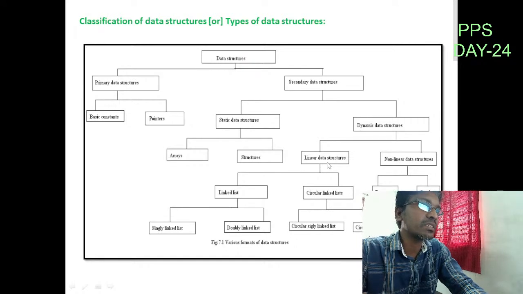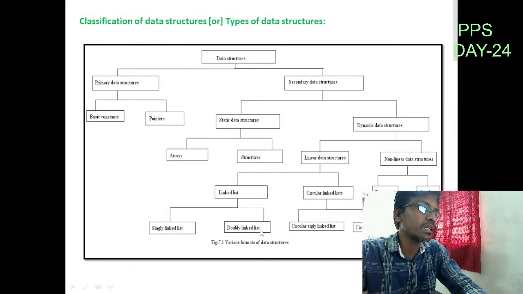The linear data structures include linked lists, stacks, and queues. All of these come under linear data structures. And the linked list has different types: it may be a single linked list, a double linked list, or a circular linked list. And again, the circular linked list can be classified into circular single linked list and circular double linked list. Whereas the non-linear data structures include trees and graphs. So trees and graphs are examples of non-linear data structures.